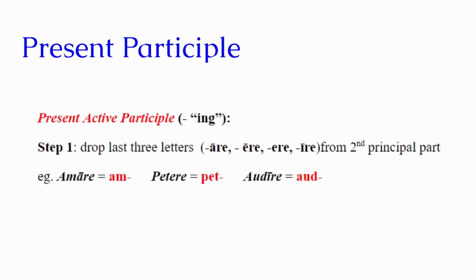Okay, so let's see. We start with our second principal part, and there are three steps. Step one, this is going to look familiar to you. Drop those last three letters from the second principal part. So ARE if it's first conjugation, long ERE if it's second, short ERE if it's third I stem, IRE if it's fourth. So look at our example here: from amare, drop off the ARE, your stem is am; petere, pet; audire, aud.